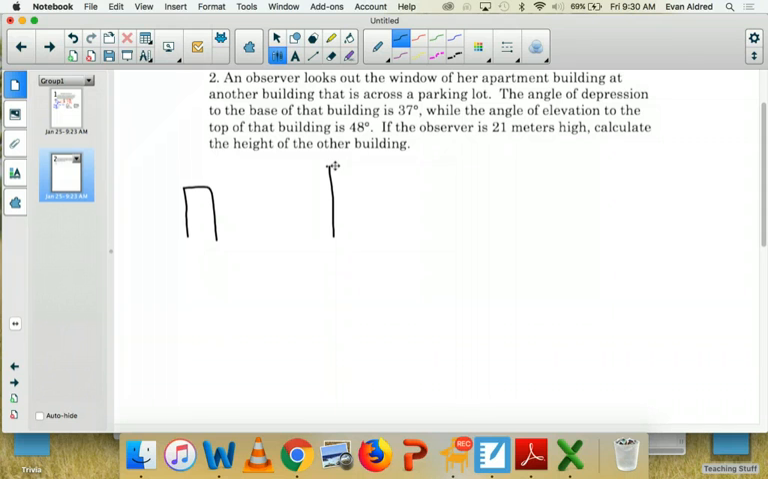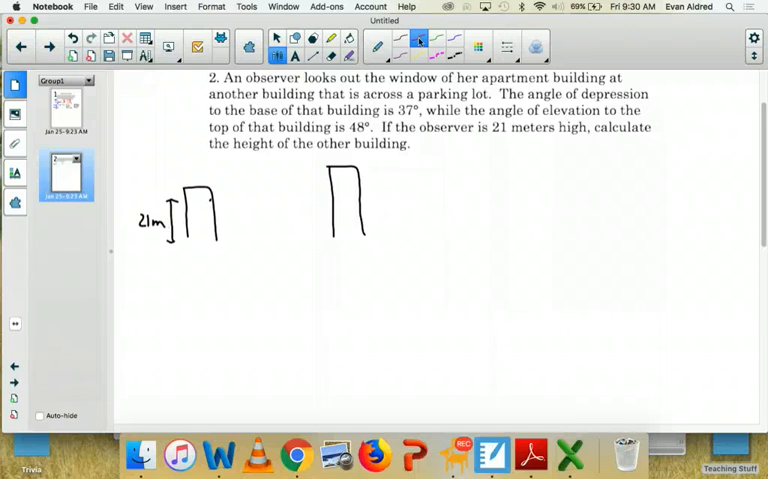Well, we don't really know which building is taller. We know that the other building is higher than the observer. So it doesn't really matter how we draw our diagram, so long as everything is accurately labeled. And I'll put my observer right there. So my observer is 21 meters high. Well, now we need to use our angle of elevation and our angle of depression to see if we can come up with two right triangles.